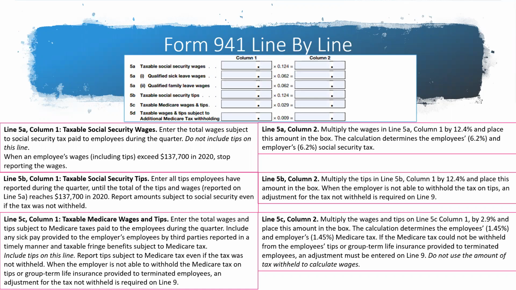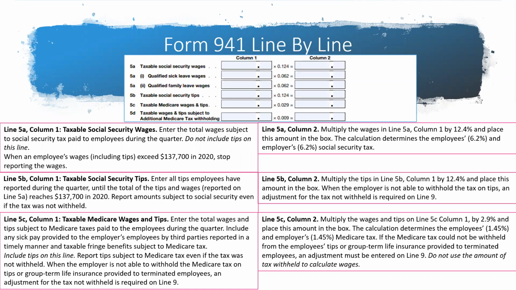Line 5C is taxable Medicare wages and tips. So on this line, you're going to combine the two amounts. And just keep in mind that Medicare taxes do not have a wage limit for the employer. There is a wage limit in terms of the additional Medicare tax, which is going to go on line 5D. So on line 5D, you're going to have your additional Medicare tax withholding. So any wages that were above and beyond the $200,000 are going to go on that line. And that is only taxable for the additional Medicare tax for the employee, not the employer.